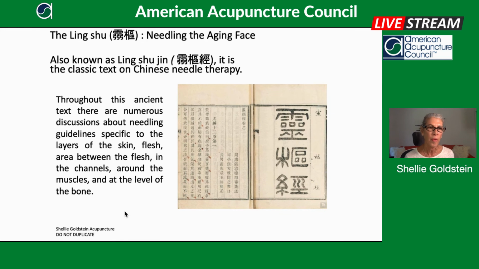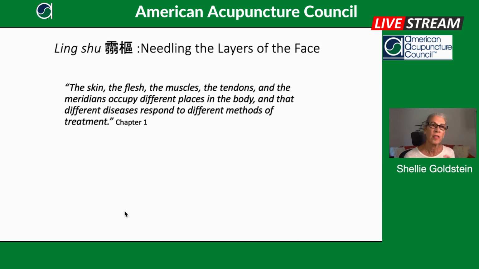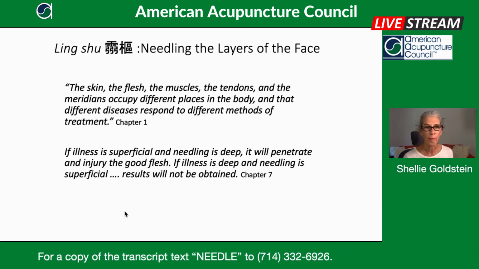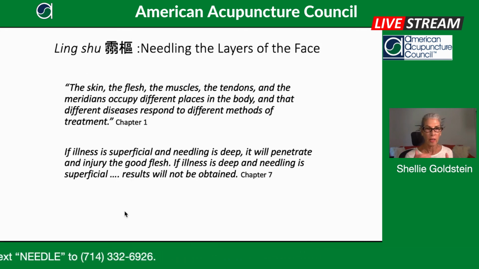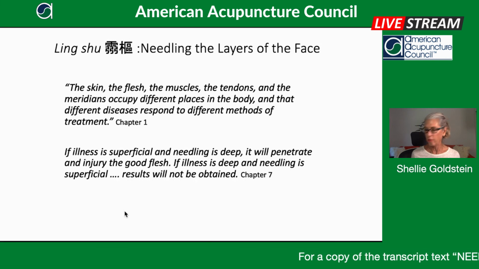So in the Ling Shu, there are numerous discussions about needling guidelines specific to the layers of the face: the skin, the flesh, the areas between that flesh, the channels and around the muscles, at the level of the bone. In the Ling Shu, they talk about the skin, the flesh, the muscles, the tendons, and meridians all occupying different places in the body, and that different diseases respond to different methods. And when we talk about diseases, in this case, what we're talking about is aging. And if illness or aging is superficial, the different needling that we do, it will penetrate and injure the good flesh.